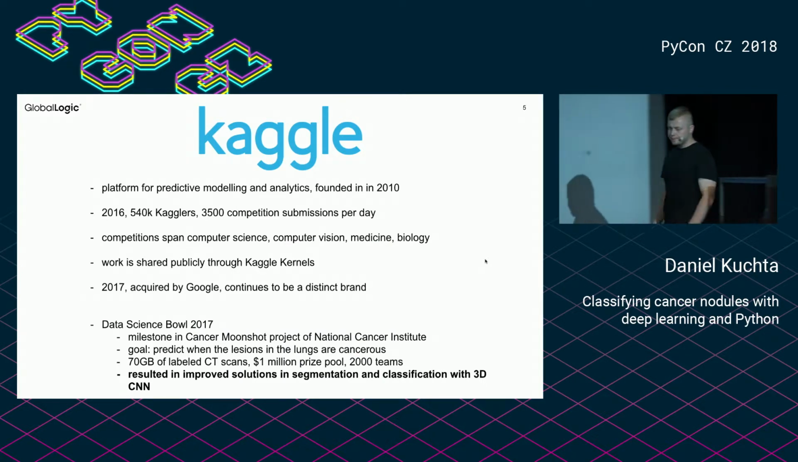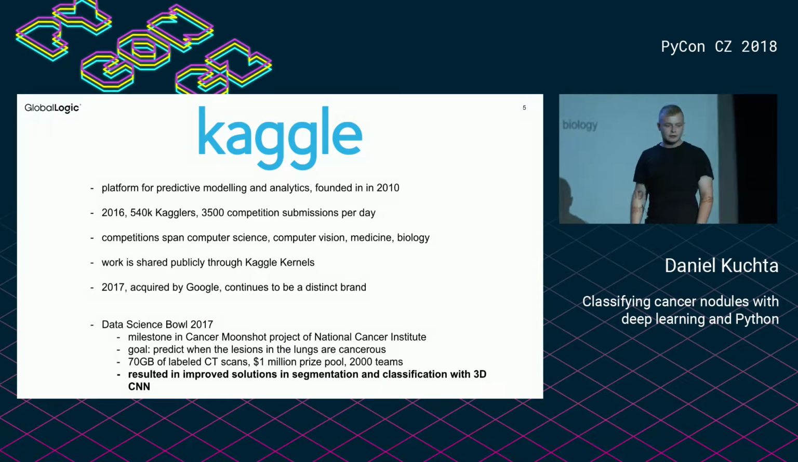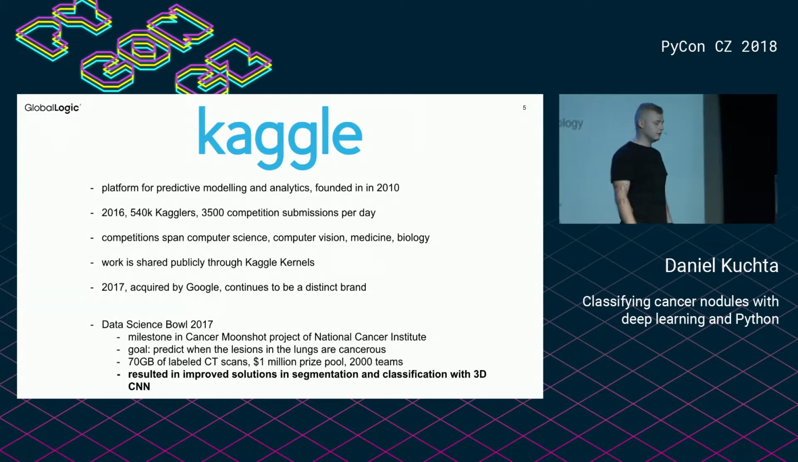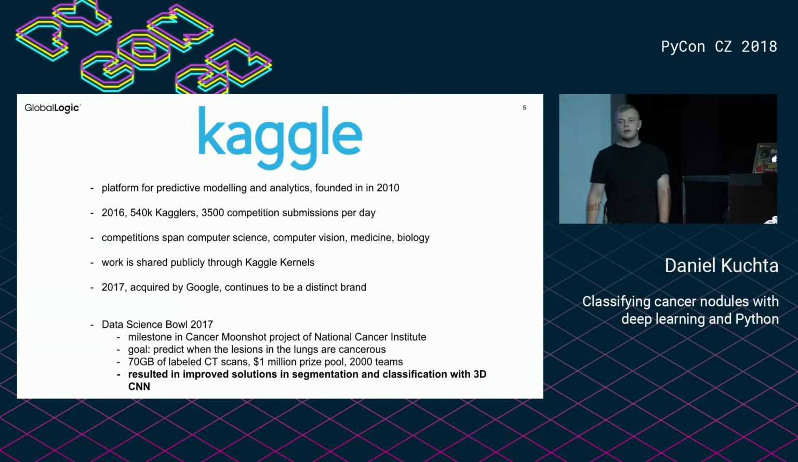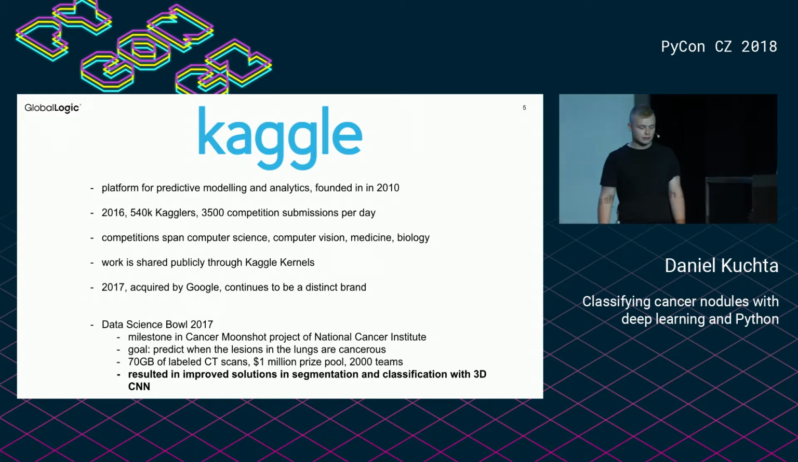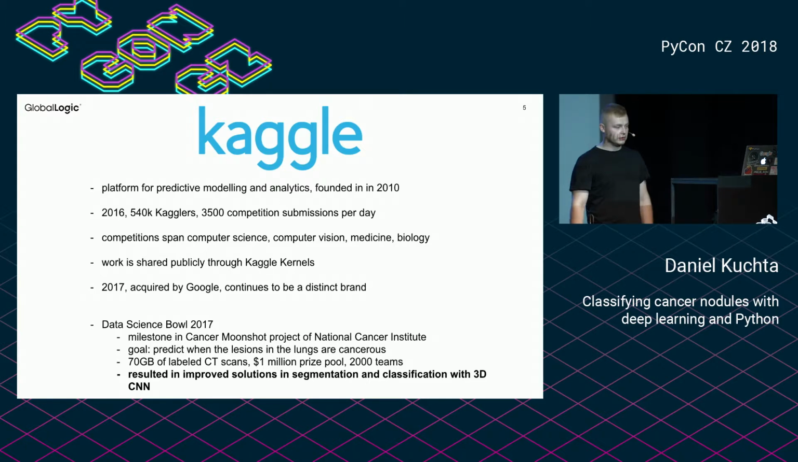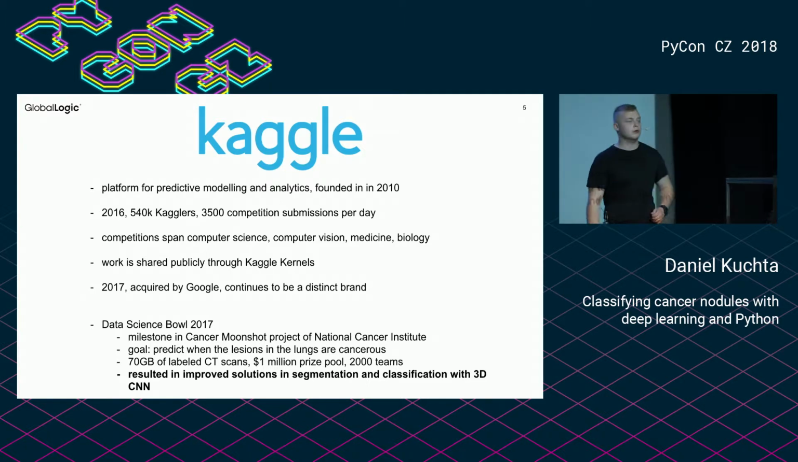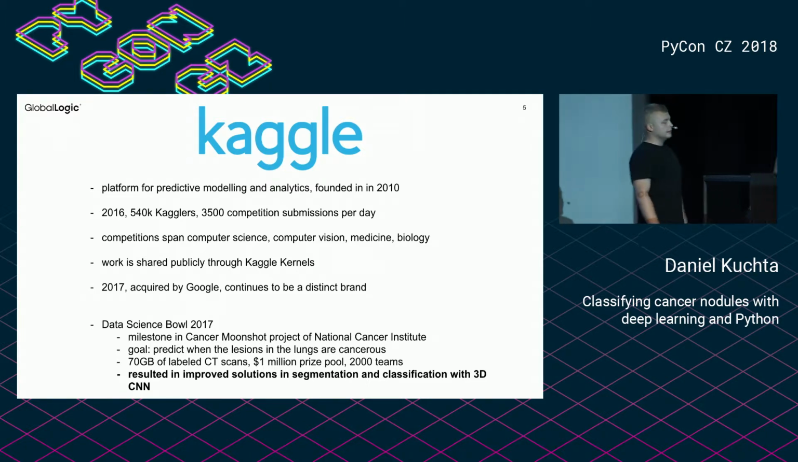Okay, so how we actually started and approached this problem. We went to Kaggle. Kaggle is a platform for predictive modeling. It has a lot of users now. It was acquired by Google lately. But why did we go there?